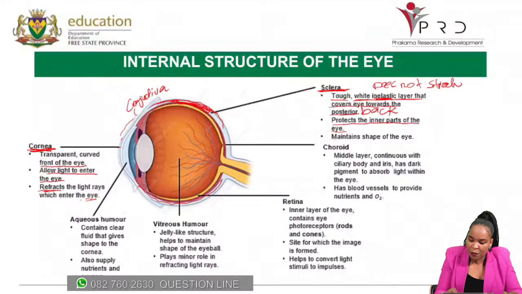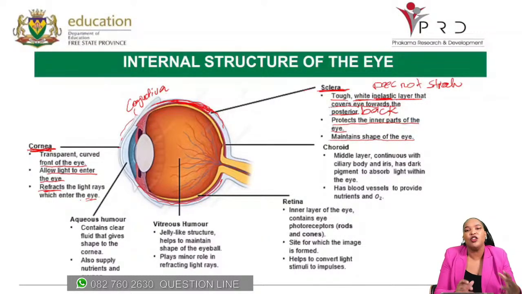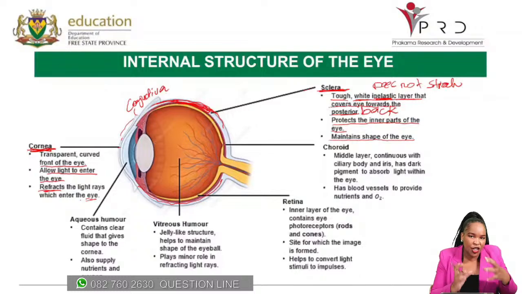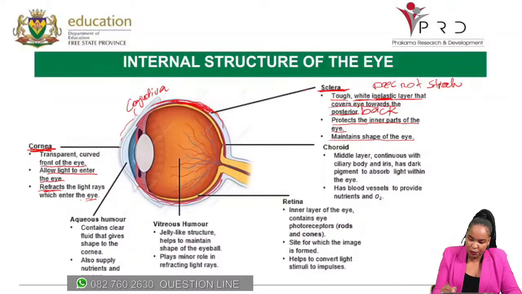And also, it plays a role in maintaining the shape of the eye. You need your eye to be roundish in shape. So that roundish shape of the eyeball, the sclera also helps to maintain that shape of the eye. Then we are done with the sclera.